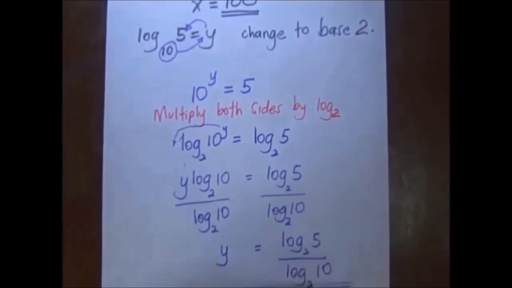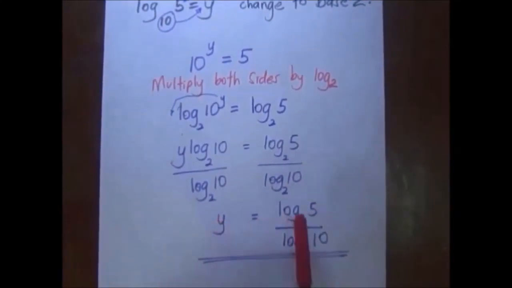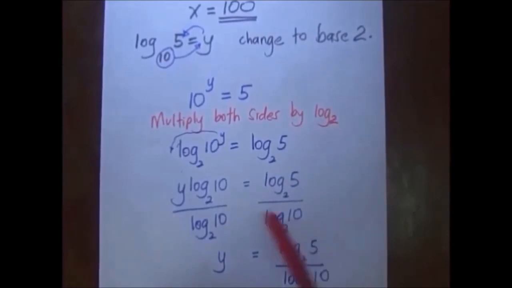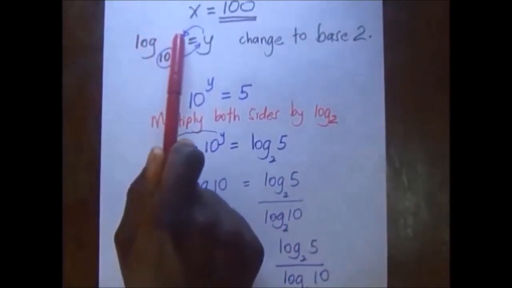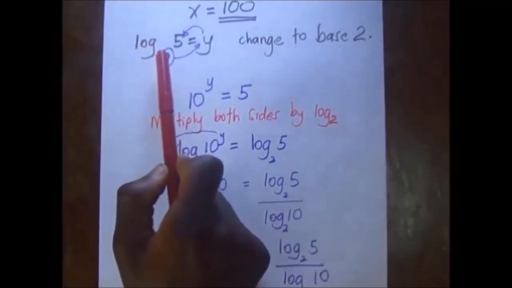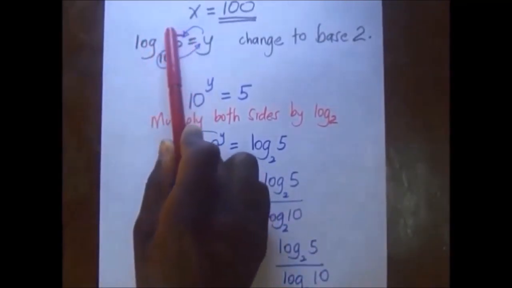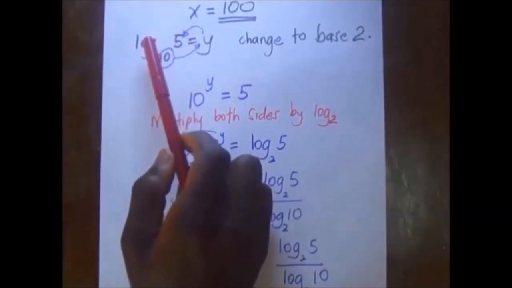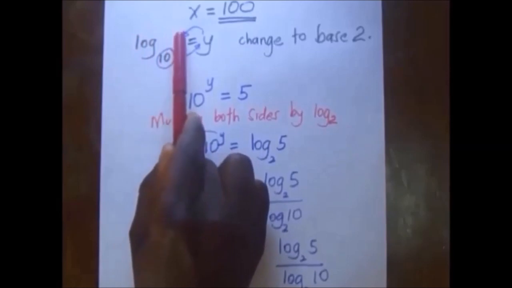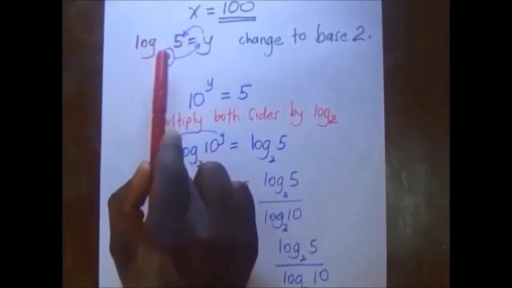So in essence, if you look at this, the logarithm is going to be log base 2 of 5 divided by log base 2 of 10. So if we wanted to change this logarithm to base 5, it will simply be log base 5 of 5 divided by log base 5 of 10.